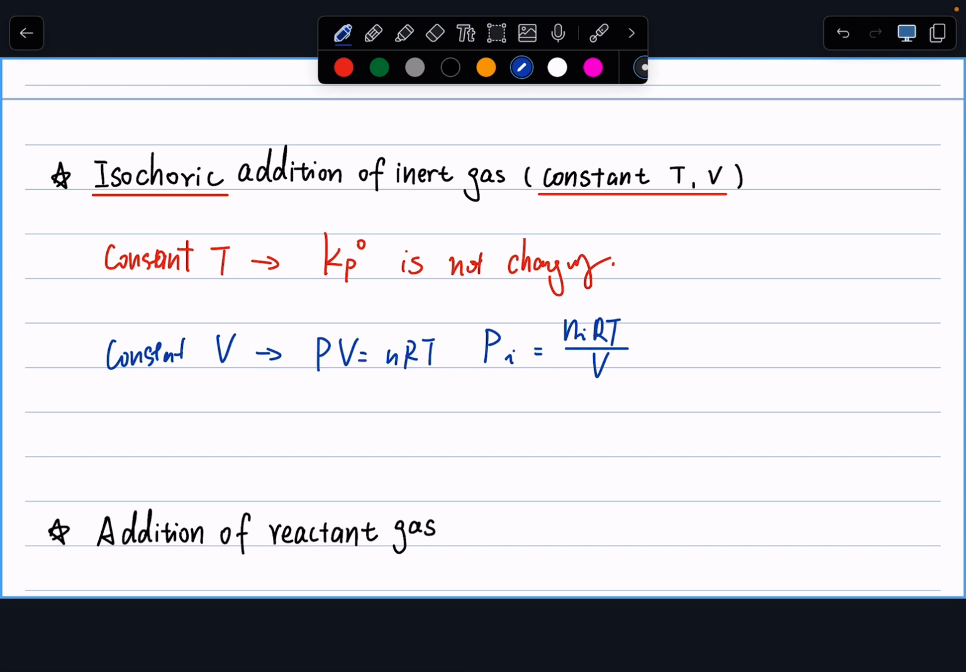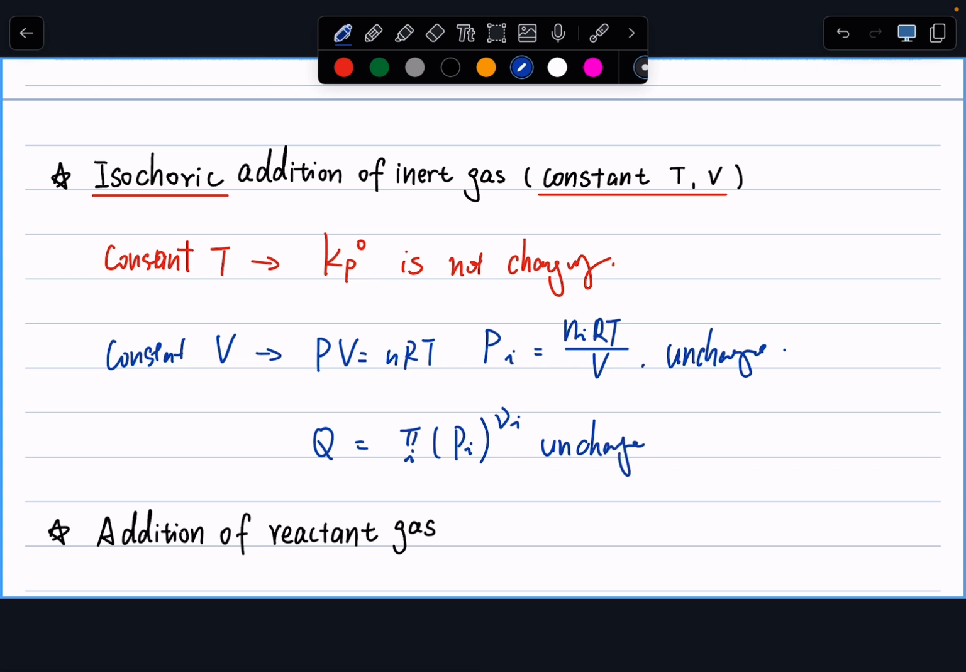Right, so adding an inert gas will not affect the number of moles of your reactant or product. So the partial pressure of your reactant or product will remain unchanged. And since my partial pressure is unchanged, we know that our reaction quotient, the product of my partial pressures to the power of the stoichiometric coefficient, will be unchanged. So the isochoric addition of inert gas into your reaction mixture will not shift your equilibrium.